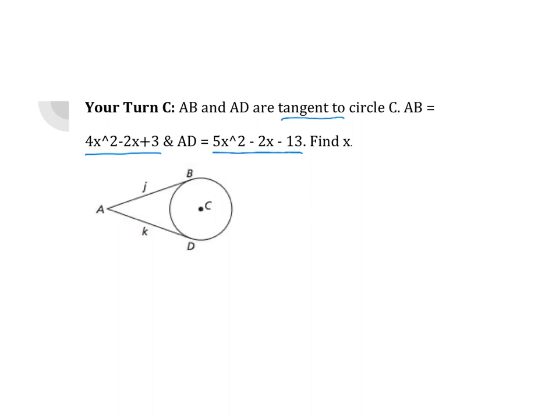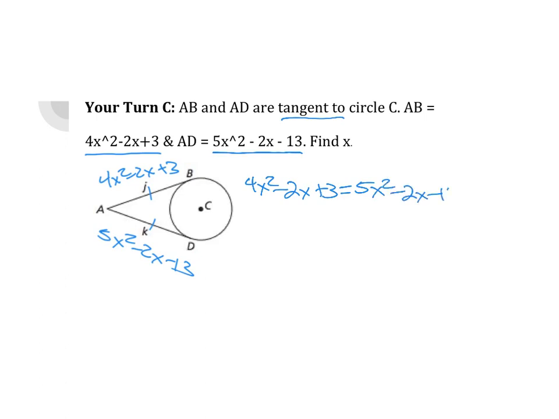Using the information given to us, we know that AB is equal to 4x squared minus 2x plus 3, and we know that AD is equal to 5x squared minus 2x minus 13. Again, since these are tangent lines that intersect outside of a circle, we know that they have to be congruent, so I'm going to start by setting my expressions equal to each other. So we have 4x squared minus 2x plus 3 is equal to 5x squared minus 2x minus 13.